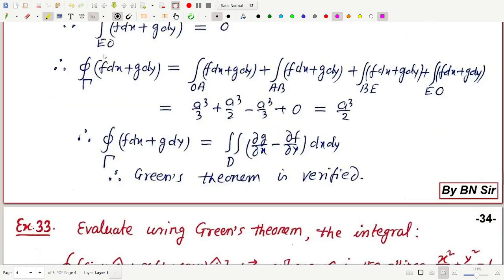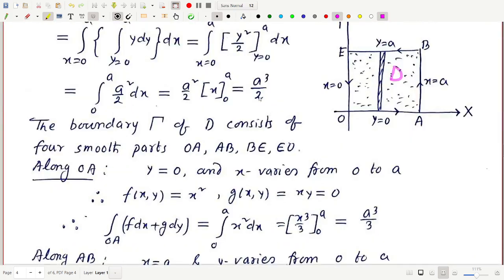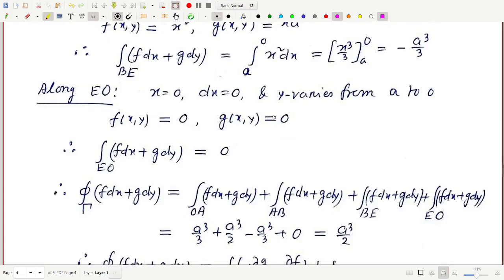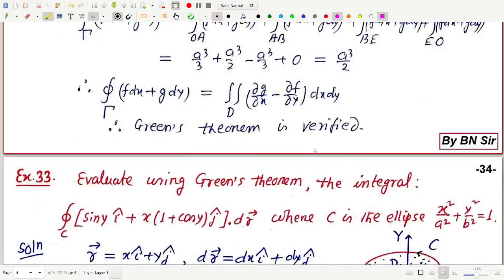Therefore the line integral along the curve gamma becomes the line integral along OA plus the line integral along AB plus the line integral along BE plus the line integral along EO. So all the values added, and finally we get a cube by 3 plus a cube by 2 minus a cube by 3, which means this cancels, a cube by 2. What we have got for the double integral is a cube by 2. So the line integral is equal to the double integral. Therefore Green's theorem is verified.